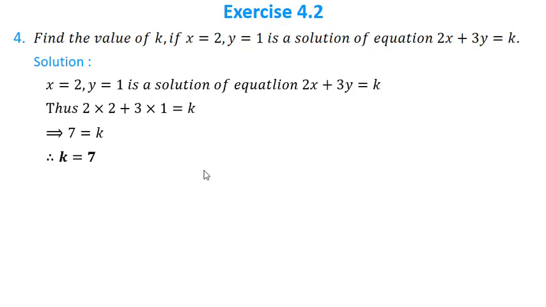So in this lecture, we have seen that for a given linear equation in two variables, we can find infinite number of solutions. We have seen how we can find solutions. We have also seen how if some number is given, then how we can verify that they are solution or not. And finally, we have seen in this fourth problem, if solution is given and there is some unknown in the equation, then how we calculate that unknown value.